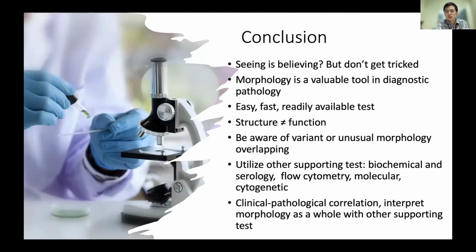As a pathologist, we need to be aware of variant and unusual morphology overlapping. And in difficult cases, we need to resort to supporting and supplementary tests, be it routine or more specialized tests like flow, molecular, and cytogenetic. Last but not least, I think clinicopathological correlation is of utmost importance, and morphology and all the other tests in pathology should be interpreted as a whole.